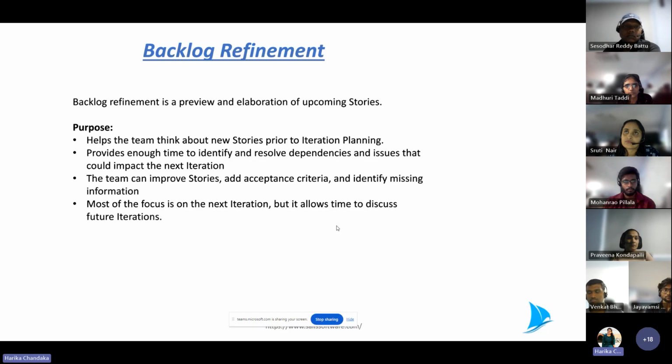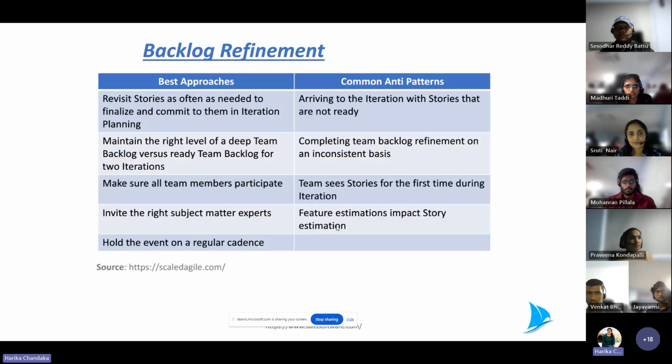Most of the focus is on the next iteration, but it allows time to discuss future iterations. My sincere advice would be two iterations in advance instead of one iteration. I know it takes time, but it is always better to discuss two iterations in a call rather than going with one iteration planning. Okay, any questions, anyone? Okay, moving on to the next.